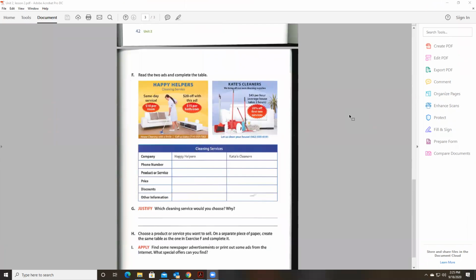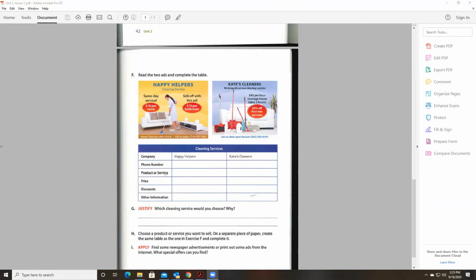Okay, let's look at F. It says read the 2 ads and complete the table. This is something that I'm actually going to let you do on your own as well. You have Happy Helpers and Kate's Helpers. You have to look at both of these ads and write down the following information. The company is already there. You have to write the phone number, the product or the service, the price, the discounts, and other information.